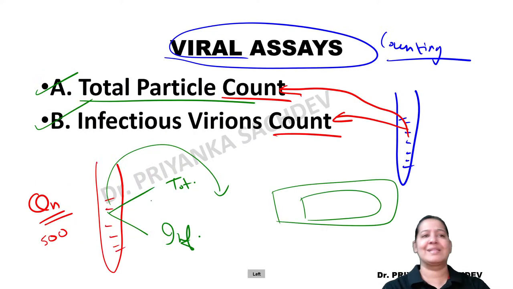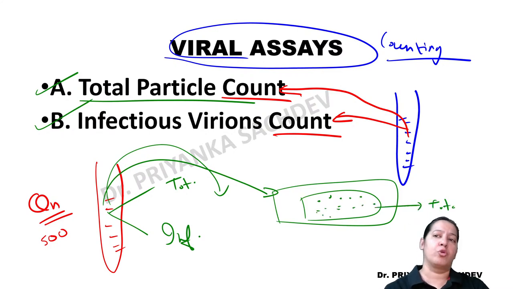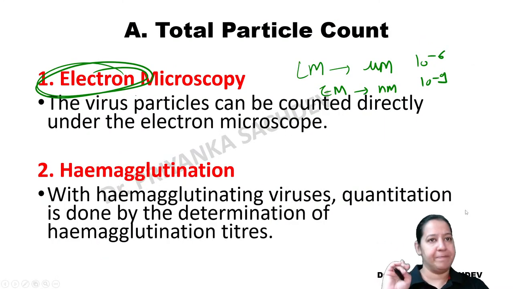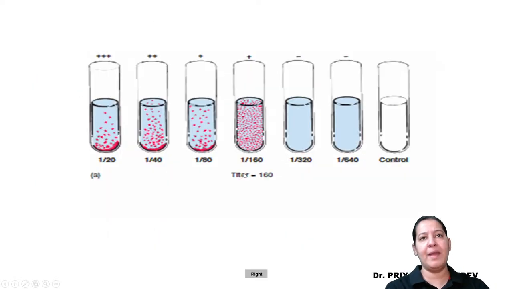So just make a slide and take electron microscope and see how many viruses are present, count them. So that will give you the total count. So number one method of the total count is electron microscopy. Number two method is heme agglutination. What do you mean by heme agglutination?